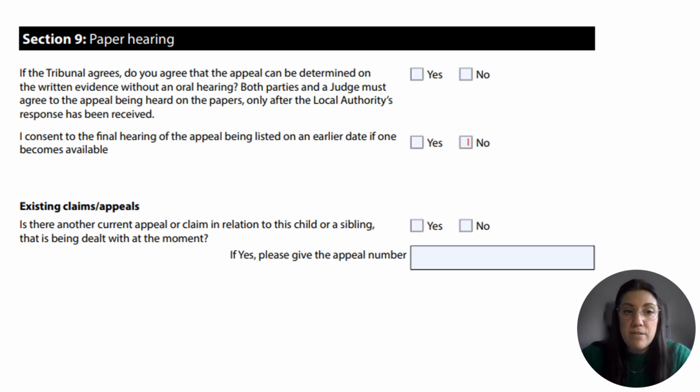The last box here is about existing claims and appeals. So is there another current appeal or claim in relation to this child or a sibling that is being dealt with at the moment? And if there is, you tick yes here with the appeal number. If not, go ahead and tick no.